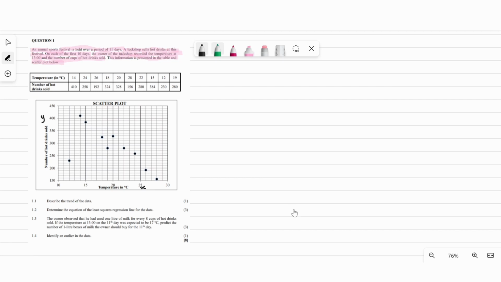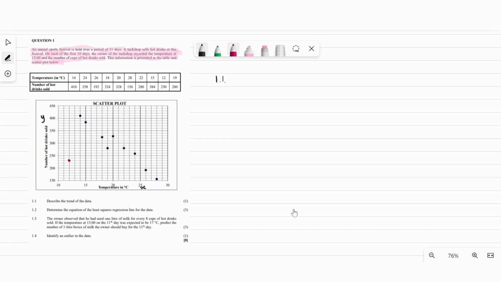What do we see? We see that we have an outlier here, because it's not in line with the others. It's just sitting there alone. So we have an outlier here. Then we have a scatter plot of random points, but it shows us a kind of shape, right? Then the first question asks us to determine the trend of the data. What is the trend? We need to explain what happens to the data. What happens when the temperature increases or decreases, and what happens to the number of drinks?